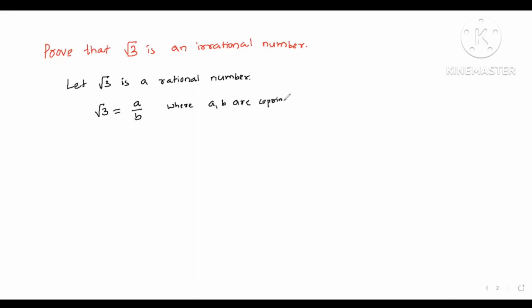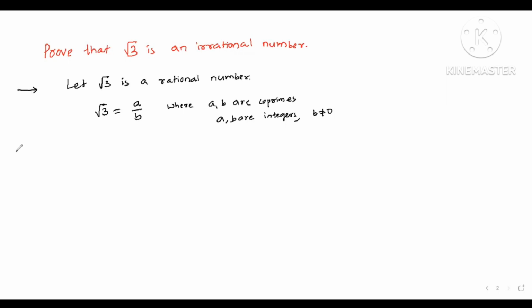You know that every rational number can be written in the form of p by q or a by b, in which a and b are co-primes. That is simplest form. And a, b are integers. One more condition you should write: b not equal to 0. Why? Because if b is 0, then this is not defined. So now this part is completed. This is the assumption part, step 1.